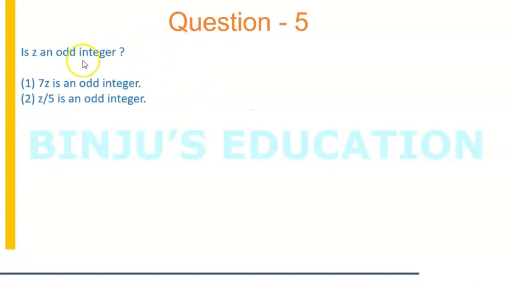All right. So is Z an odd integer? This is the question. Is Z an odd integer? Statement number 1: 7Z is an odd integer.